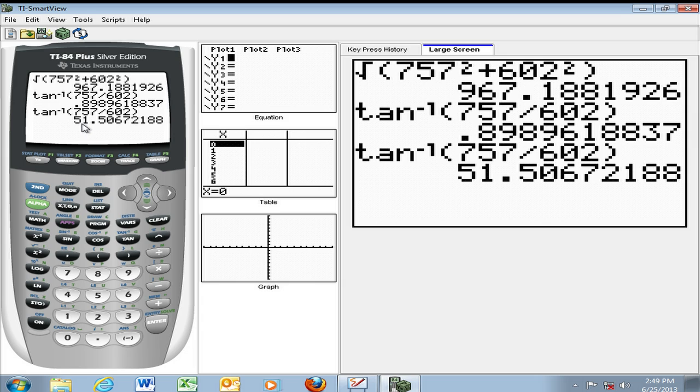In other words, 51.5 degrees is actually equivalent to 0.898 radians. It's not like your calculator did anything wrong. The language your calculator was speaking at this step was radians. That was the mode it was in.